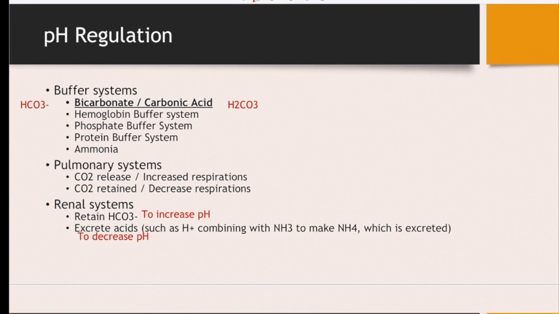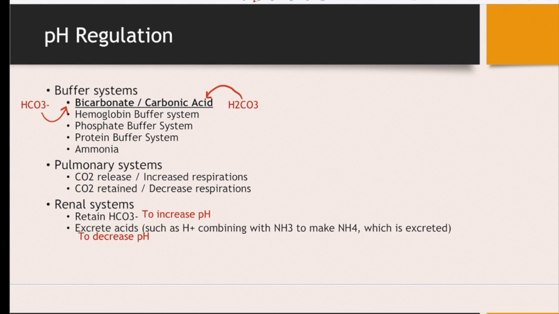Okay, so just to touch on some of the buffer systems, the most important buffer system that you're going to learn about today is the bicarbonate carbonic acid buffer system. And these are the chemical formulas for each of those, just so that you can start to become familiar with them. So bicarbonate is HCO3 negative, and carbonic acid is H2CO3.